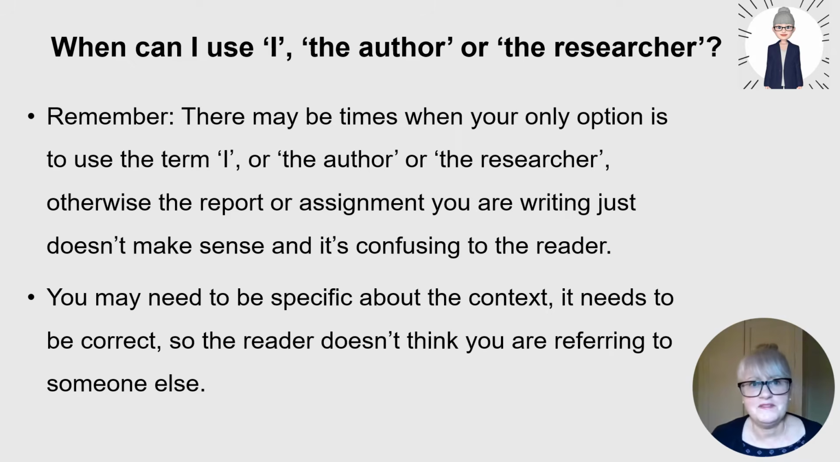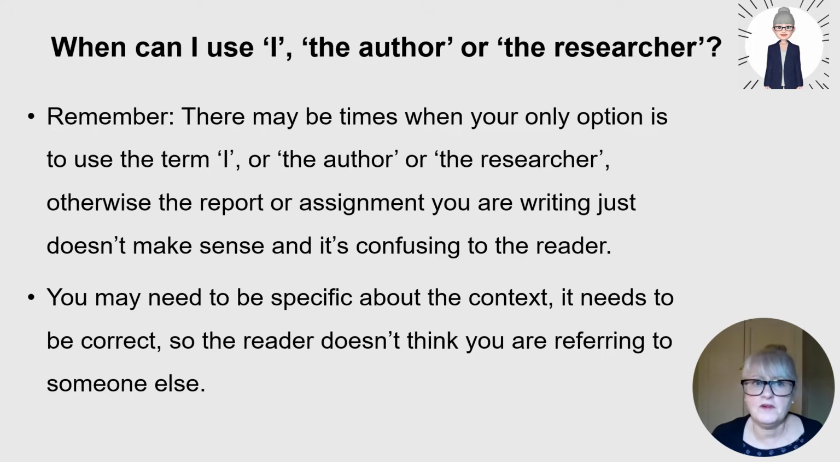So sometimes the only option you have is to use the term I, or you might use the term the author or the researcher. And that's because you're writing something quite personal and it just doesn't make sense, or it would be confusing to the reader if you didn't state this. It's not very often you need to do this, so you need to do it as little as possible. But it's usually because you need to be specific about context. It needs to be correct, so the reader doesn't think that you're talking about somebody else.